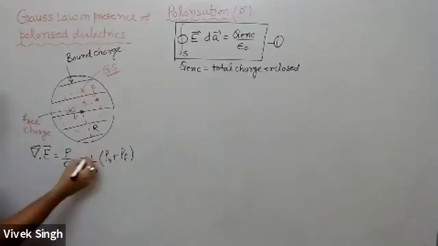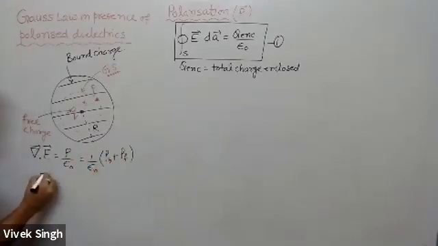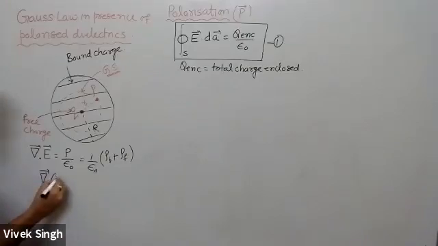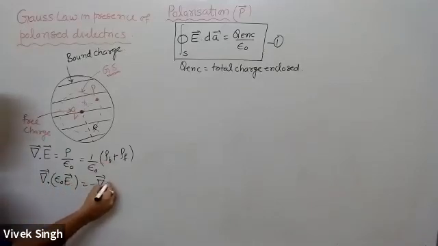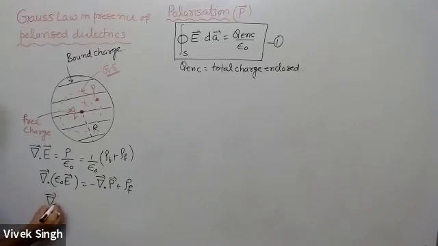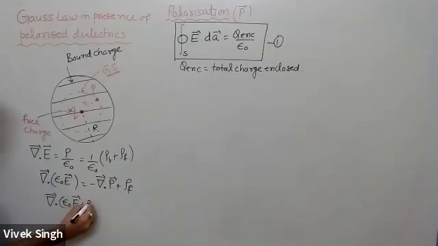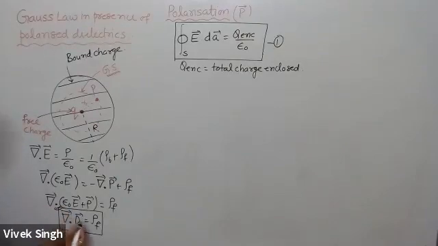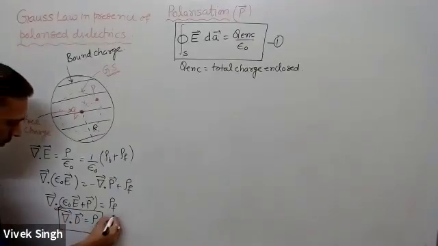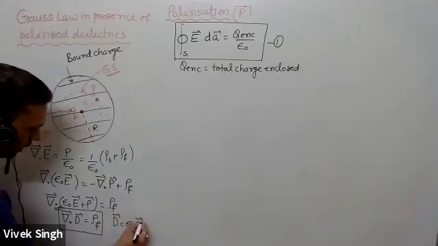So we can write this equation as, what is rho b? You know rho b is minus divergence of P, so this equation can be written as divergence of epsilon naught E equals minus divergence of P plus rho F. So this will be given by divergence of epsilon naught E plus P equal to rho F, or you can see divergence D is rho F, where D is given by epsilon naught E plus P.